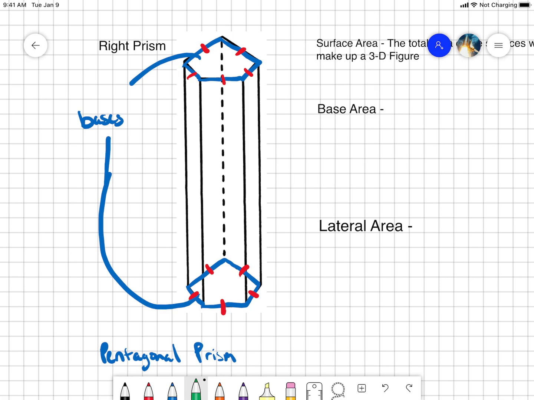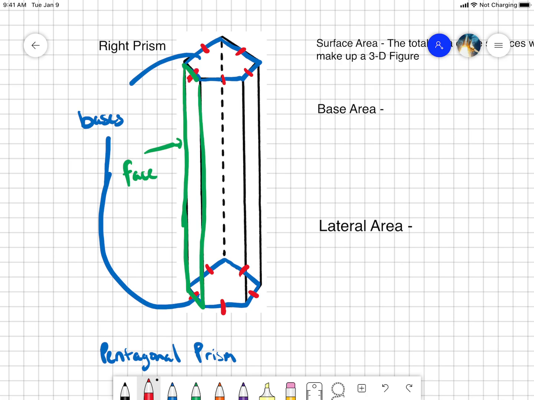Now, when we talk about their faces, you'll notice here that we have all 5 of these parallelograms here. Each one of these things is called a face. So the parallelograms are always going to be my faces. Now remember, they're parallelograms, which means a couple of things.